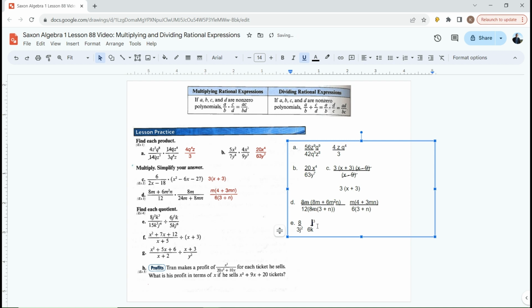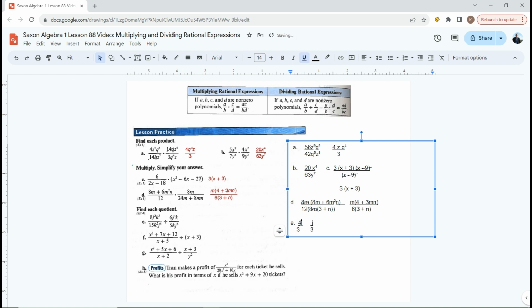This k cancels out in the top and the bottom. This j squared is going to cancel 2 of the j's in the j to the 3rd. So that's going to change this to just j to the 1st, or j. And let's see, anything else I can cancel? This 8 will cancel with this 6. So this 6 becomes a 3. This 8 becomes a 4.